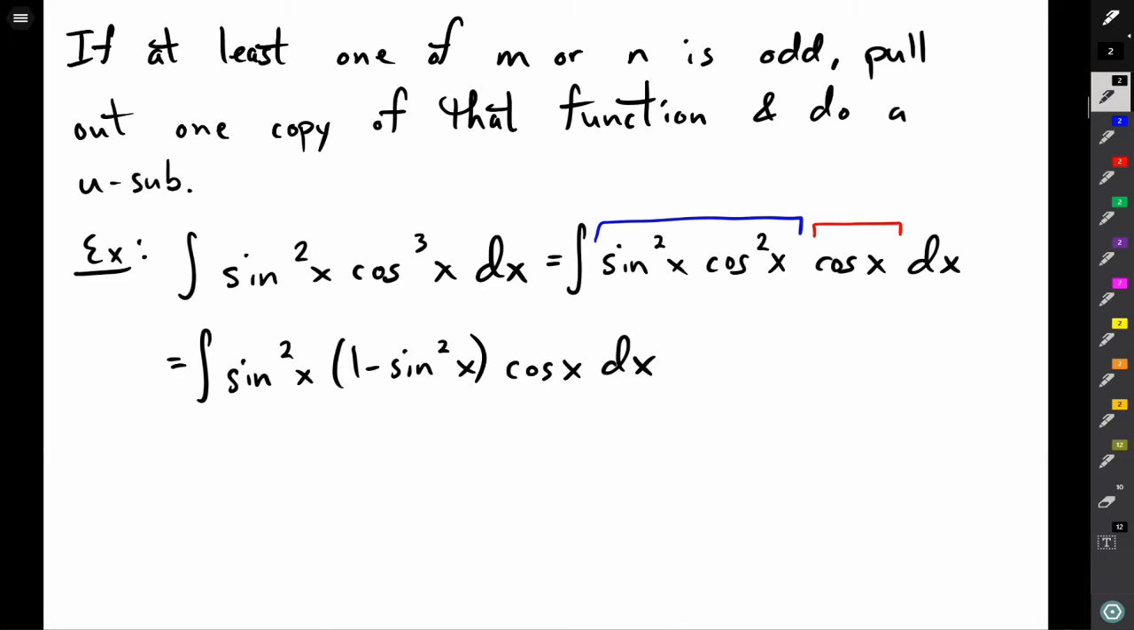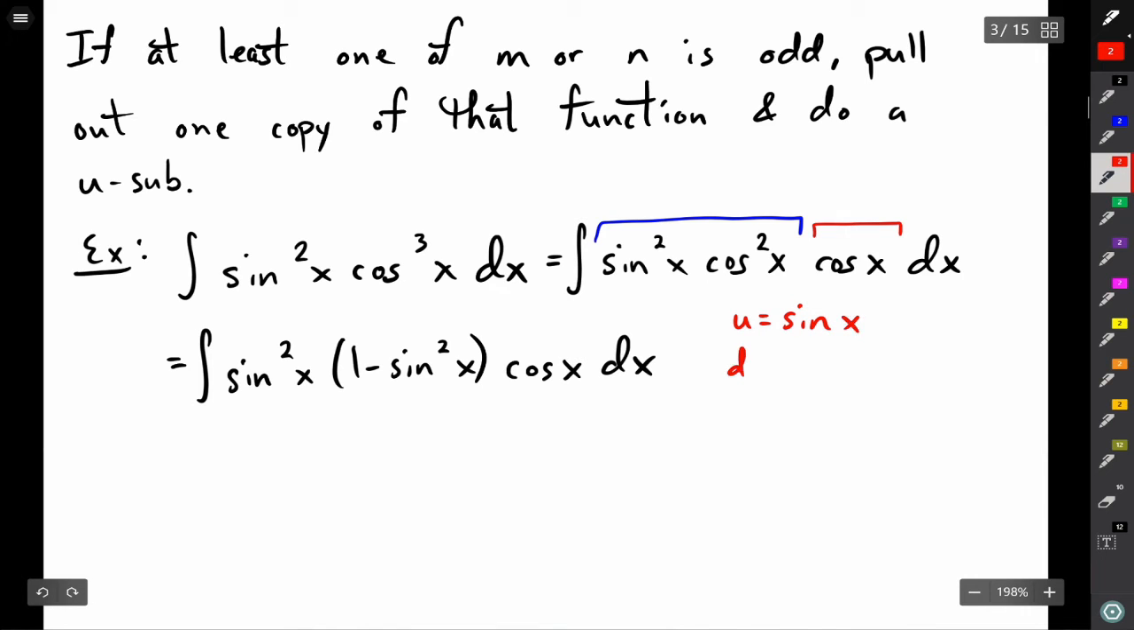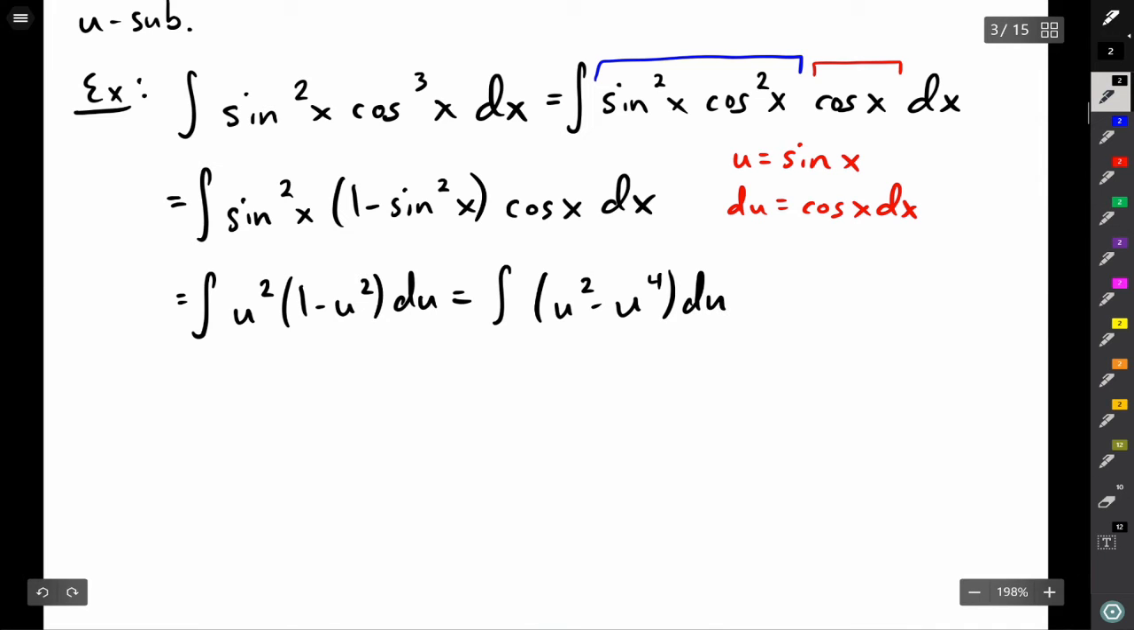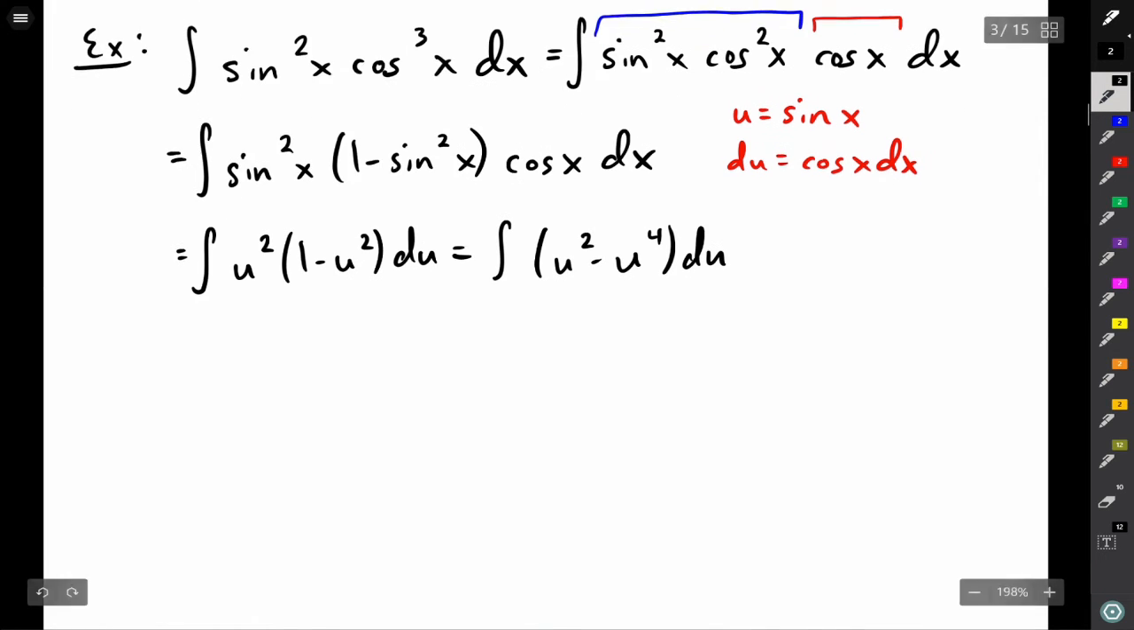Right, so we do the usual substitution here now. Since all of these are sines, that's what we're going to make our u. du is going to be cosine x dx. And so we just do our substitution. And this will give you u squared times 1 minus u squared du. Right? So that's u squared minus u to the fourth du. All right? And now we can finish that off.